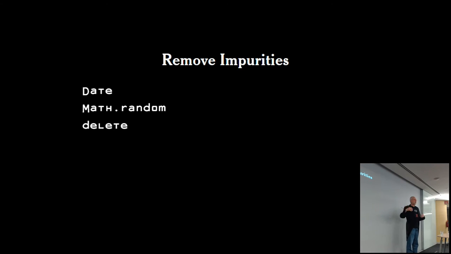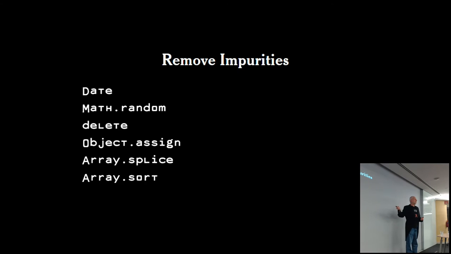The delete operator, that mutates objects. We can't be mutating objects, so that's got to go. Object.assign and any other built-in methods that modify objects, can't have those. Those aren't pure. And there are similar methods that do the same thing to arrays. The sort method in JavaScript, unfortunately, mutates the array. It didn't have to. It could have been defined to create a new array, which is sorted, but it didn't, so that's got to go. Regular expressions, or complex regular expression execution, that's got some state that changes the regular expression object, so we can't have that.